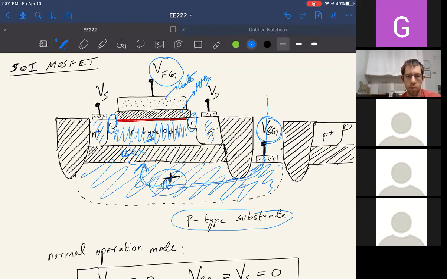But in my drawing here, this is an NMOS, and this is a PMOS over here. So for the PMOS, you would actually have a P plus region, and it will be connected to VDD. Yes. Thanks.